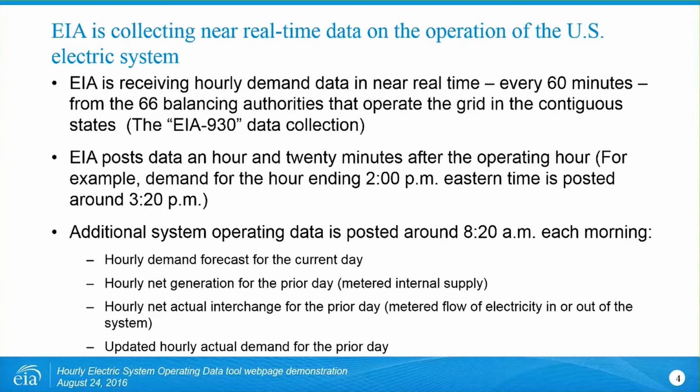And then for the prior day, we get 3 values. We get net generation, we get net actual interchange, which is the flow of electricity either in or out of the electric system, and then we get an updated set of values for actual demand for the prior day.